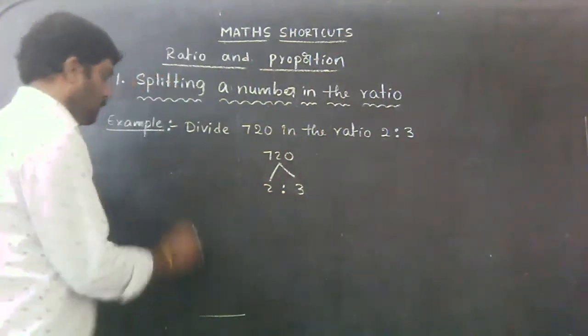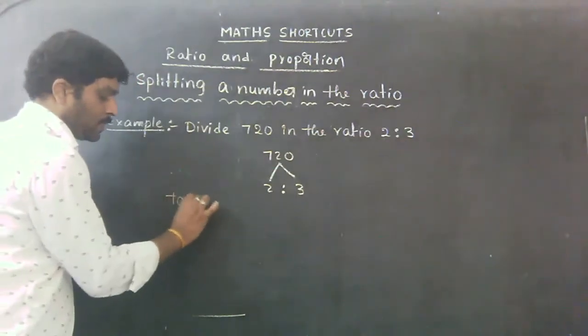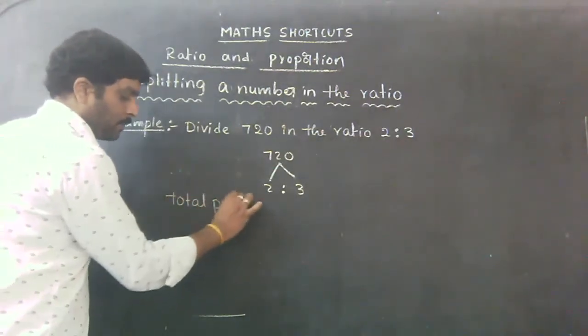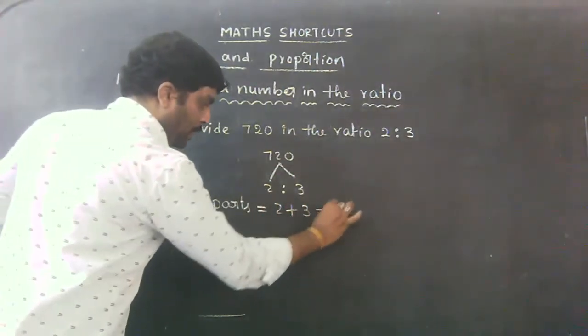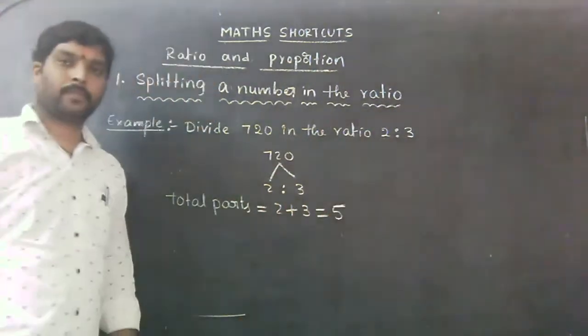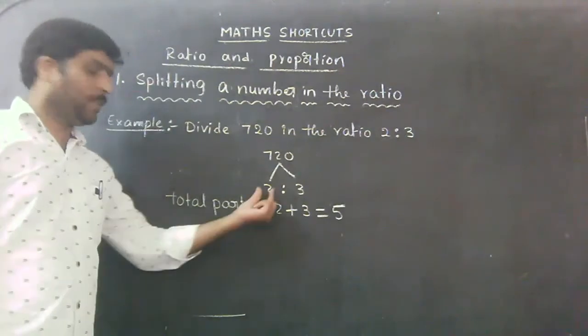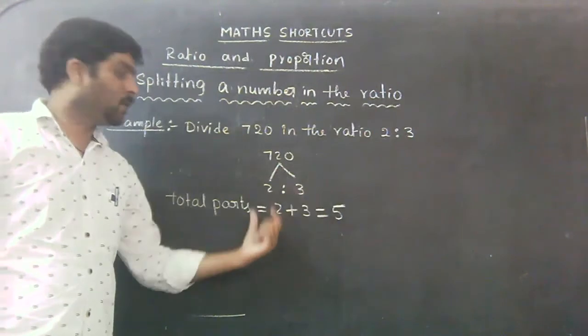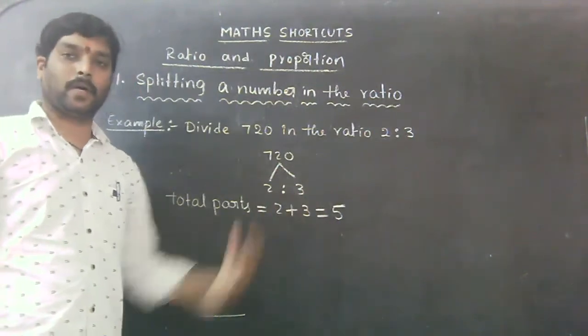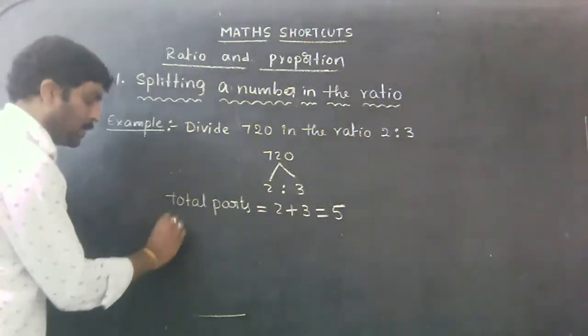Total parts. First we have to write the total parts, that is, add both of them. 2 plus 3 equals 5. Here two numbers are there. One number is 2 parts, the other number is 3 parts. 2 plus 3 equals 5 parts. Now, the first number.